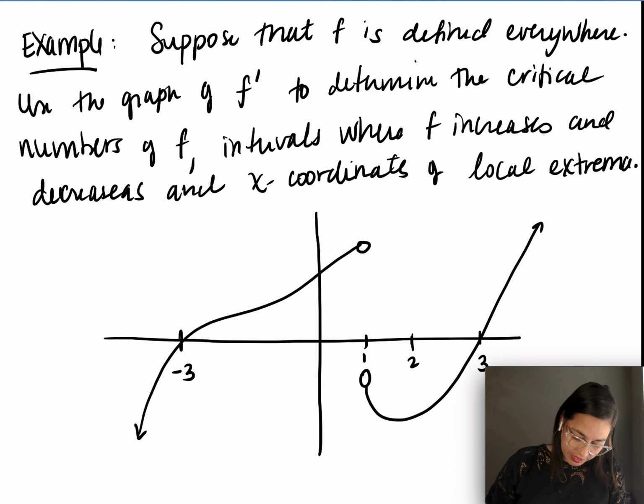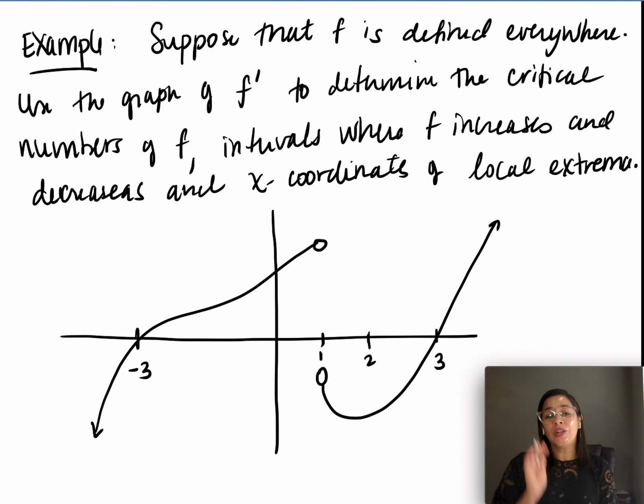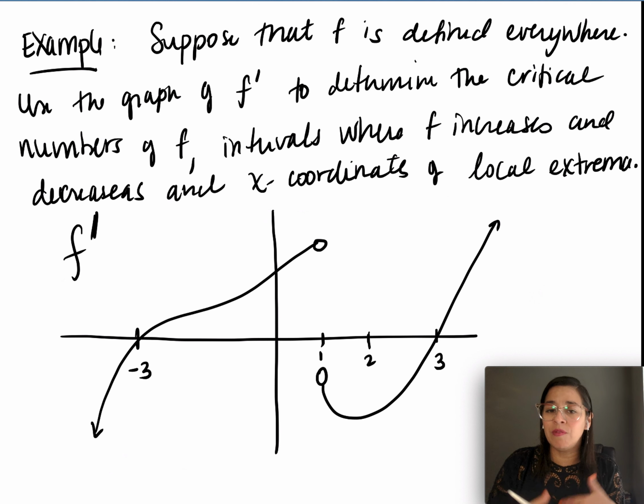Now let's do another example, which is very cool. So now I give you this graph, and I tell you, hey, look, this is the graph of the derivative of a function f. The function is defined everywhere, but this is the graph of the derivative. This is the graph of the derivative of my function, and I want to use the information that the graph of the derivative gives me about the function to answer the following questions.